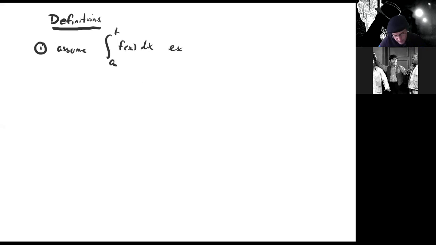So this calls for the definitions. Okay, so there are 3 definitions I'm going to make. In the first case, we assume the integral from some fixed number a to t of f of x dx exists for all t bigger than or equal to a. Then we define the integral from a to infinity of f of x dx. This is called an improper integral of the first kind.